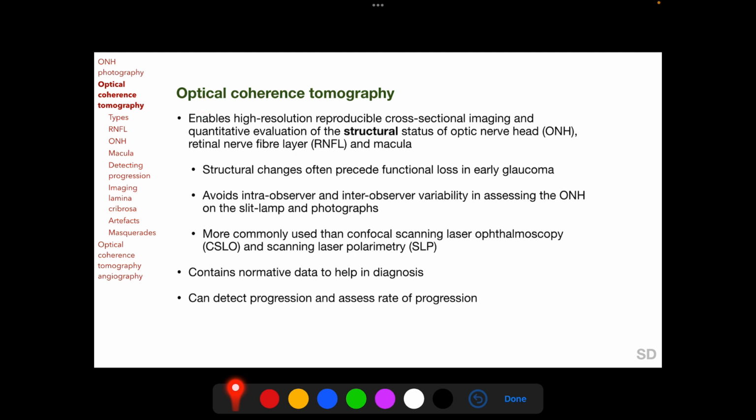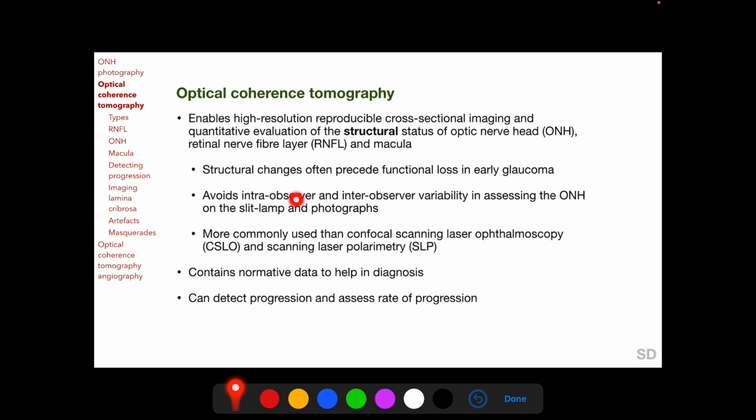OCT enables high resolution and reproducible cross-sectional imaging as well as quantitative evaluation of the structural status of the optic nerve head, retinal nerve fiber layer and macula, which are important in the evaluation of a glaucoma patient. As we have learned in previous sessions, structural changes often precede functional loss in early glaucoma, so OCT evaluation for glaucoma may be important early on in the disease process.